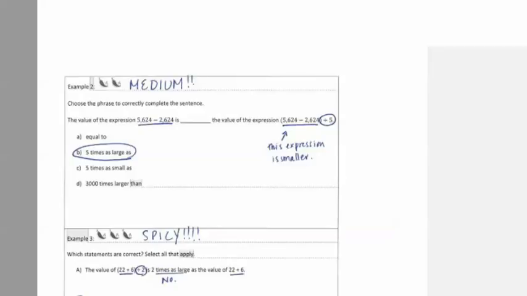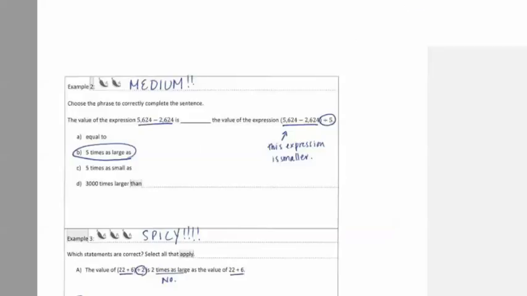So let's look at example 2. This is a medium spicy level problem. Choose the phrase that correctly completes the sentence. The value of this expression is blank the value of this expression. Okay, so underline the part that's the same. What's the same is 5,624 minus 2,624. The part that's different is that the second expression has divided by 5. Gosh, so that means that this expression is actually smaller. The second one is smaller than the larger one.